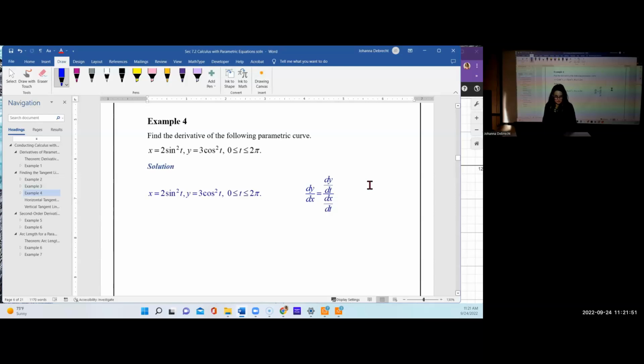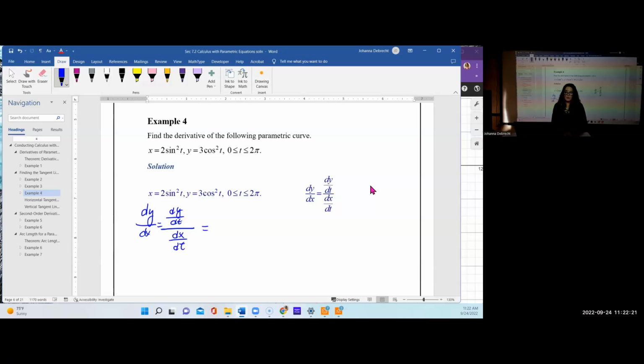Let's now work example 4, which is finding the derivative again. This time we're not asked to find the tangent line equation because we're not given a particular point. We're just looking for the derivative formula. So again, dy/dx is dy/dt over dx/dt. We're going to take that equation, dy/dx equals dy/dt divided by dx/dt. Always make the primary division longer.